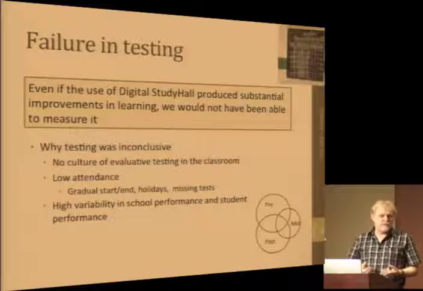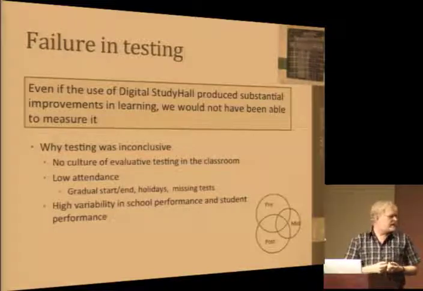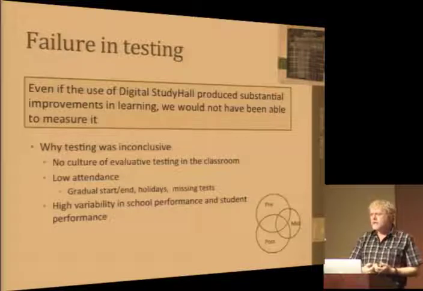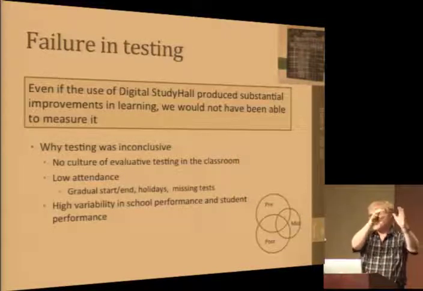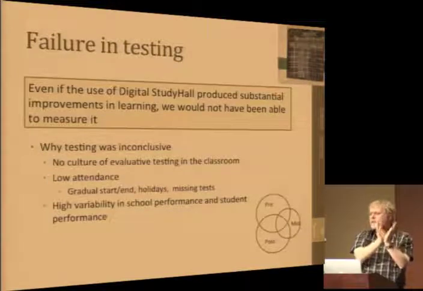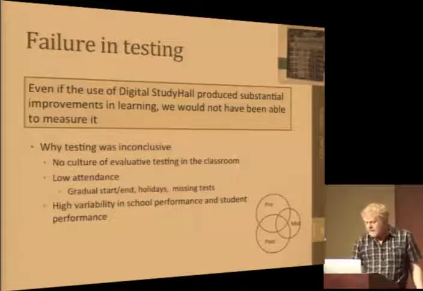One of the reasons was the small number of students that took both the pre-test and the post-test. Looking at the Venn diagram of pre and post, the intersection was disappointingly small because of attendance challenges.